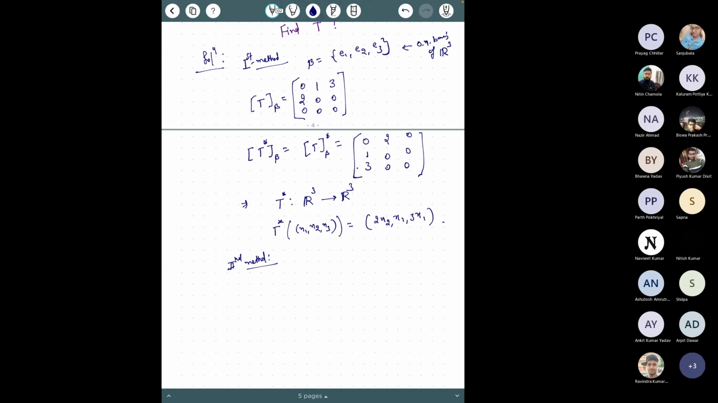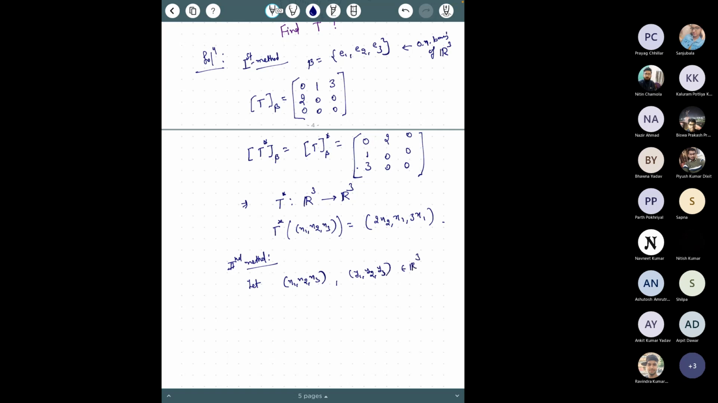The second method is just to use the definition. So what we want is T star, a linear operator, that means the adjoint of T, that satisfies a certain expression. That means the inner product of T of x, y is equal to the inner product of x, T star of y for all x, y. This is what we want. This is another way to find T star. So if I take two vectors, let's say x and y, x would be of this form in R3, and y would be of the form, let's say, y1, y2, y3 in R3.